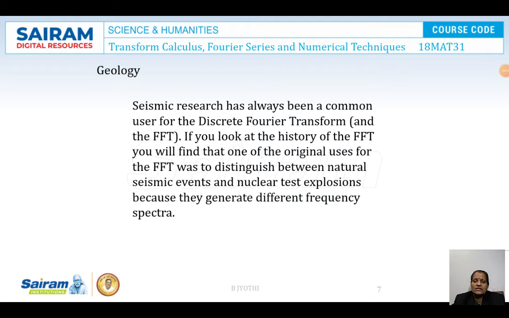Next, it is not only limited to fields like astronomy or communication. Even in geology, we use the discrete Fourier transform and the fast Fourier transform. Seismic research has always been a common user of the discrete Fourier transform and the fast Fourier transform, that is FFT. If we look at the history of the fast Fourier transform, we find that one of the original uses of the FFT was to distinguish between natural seismic events and nuclear test explosions, because they generate different frequency spectra.